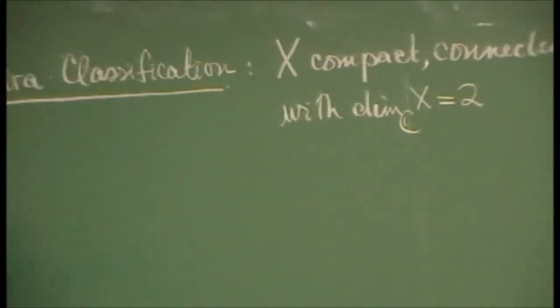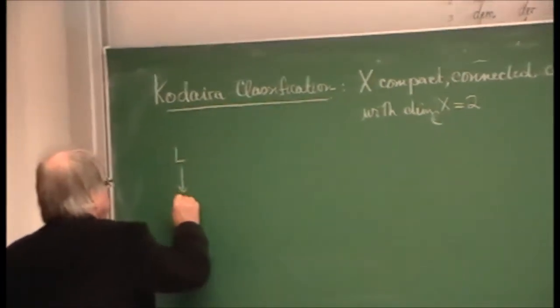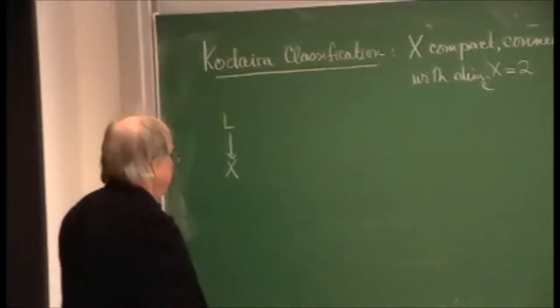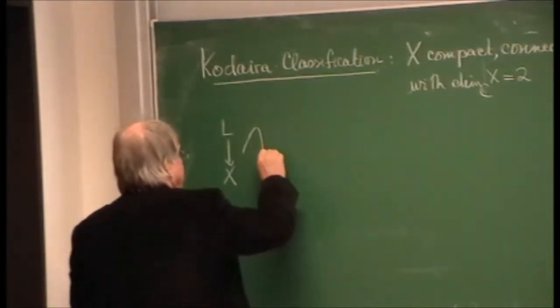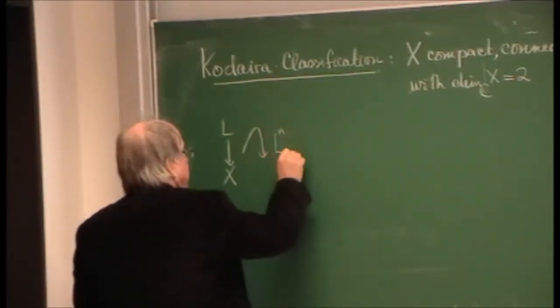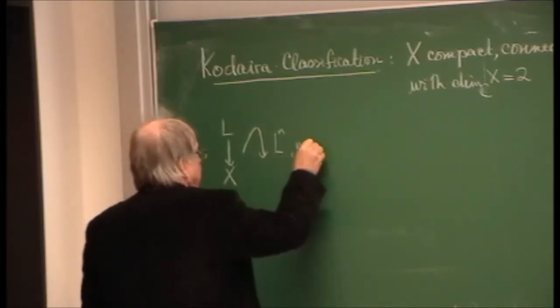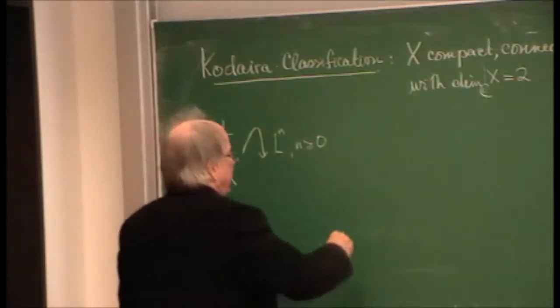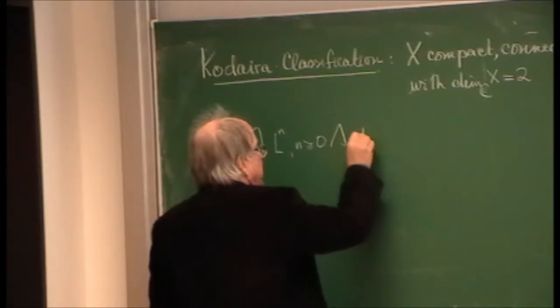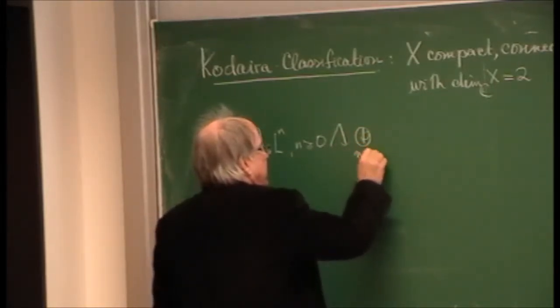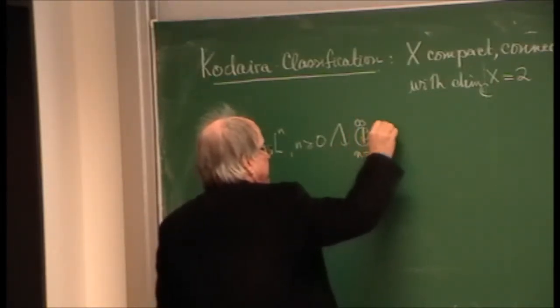If you have a holomorphic line bundle, then you look at the various powers of this line bundle. And you get this ring.